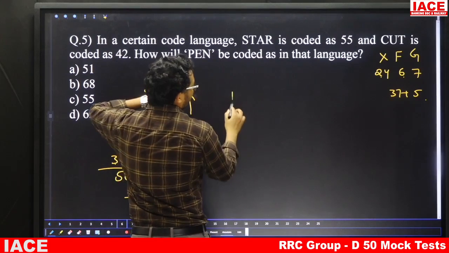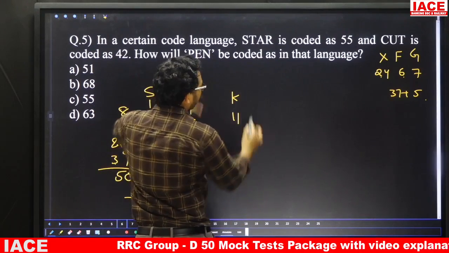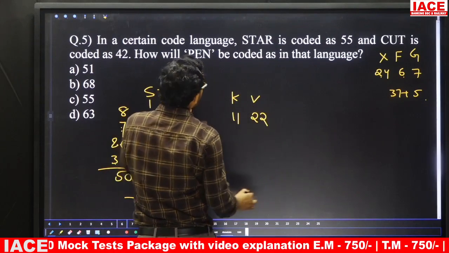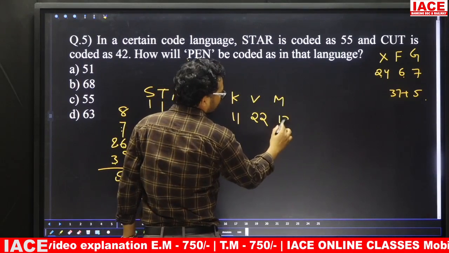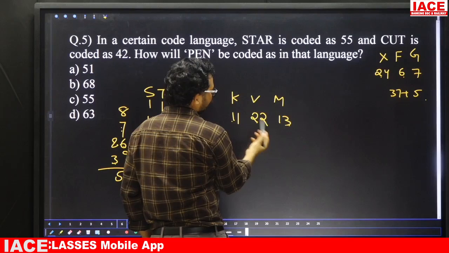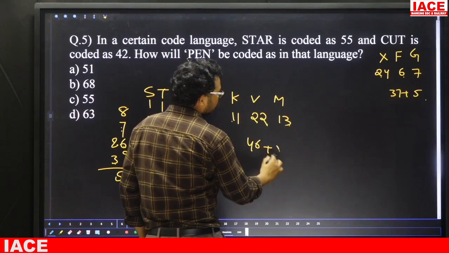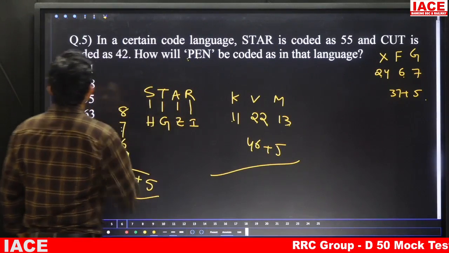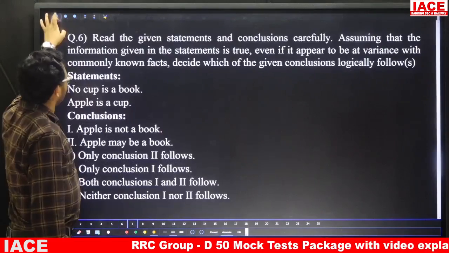Friends, P opposite K. K face value 11. E opposite V. V face value 22. N opposite M. M face value 13. Total is how much here? 20, 30, 40, 43, 45, 46 plus 5. 46 plus 5 is what? 51 is the answer. Answer is option A.